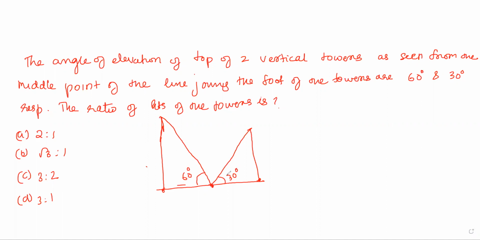So this is tower one, this is tower two. The first tower I am taking the height as H1, the second tower I am taking the height as H2, and the elevations are 60 degree and 30 degree respectively. You have to find the ratio of the heights, so H1 is to H2 you have to find out.